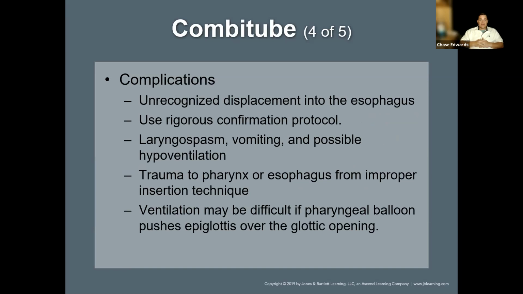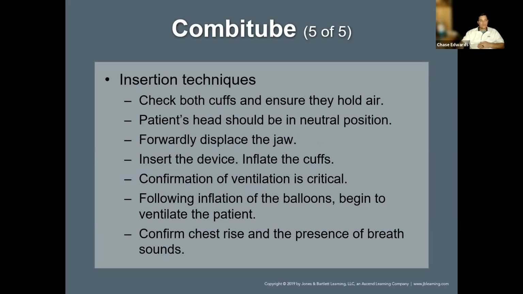Some complications of the Combi tube. Unrecognized displacement of the tube into the esophagus, and you have to use a rigorous confirmation protocol following insertion of the device. And then laryngospasm, vomiting, just like with the others, you can have issues with as well. Trauma to the pharynx or the esophagus may result from improper insertion technique. So practice, practice, practice. That's the easiest way to tell you to get it right. There's some insertion techniques.